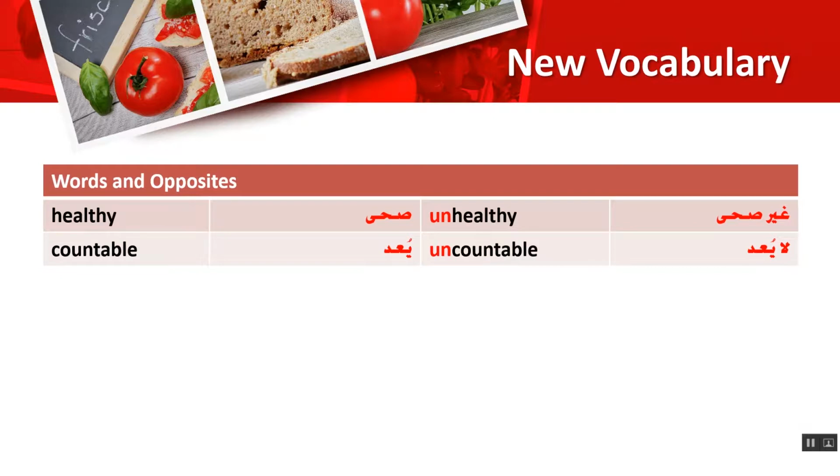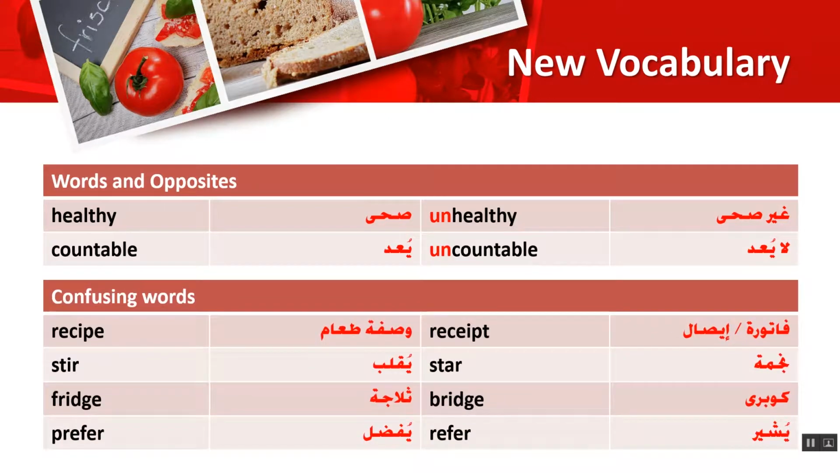Words and opposites like healthy, unhealthy, countable, uncountable. Some confusing words like recipe, receipt, stir, star, fridge, bridge, prefer, prefer.